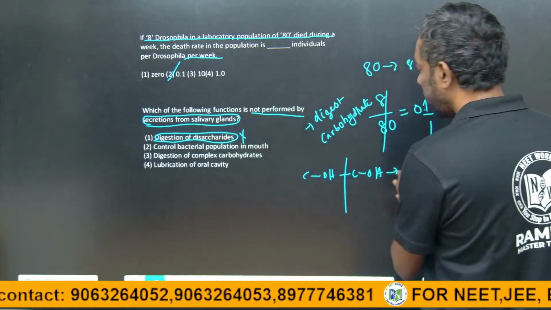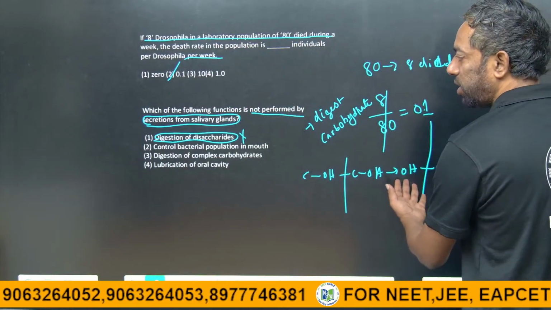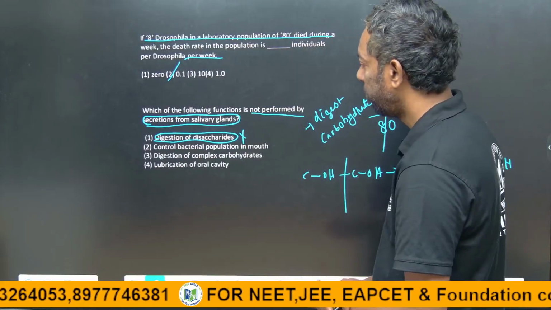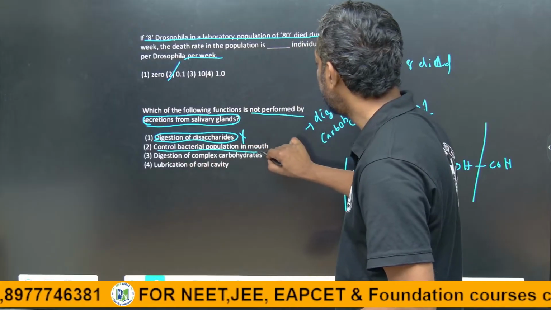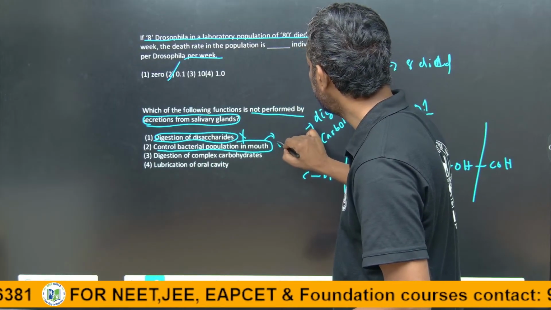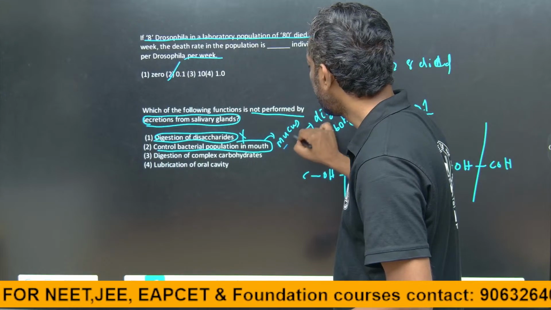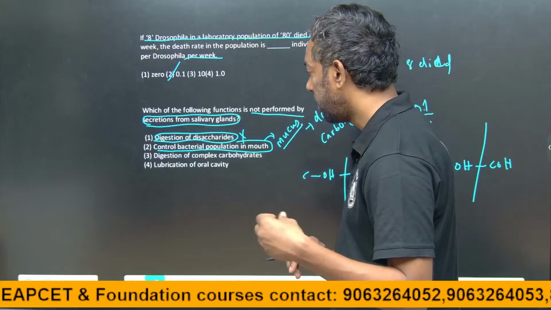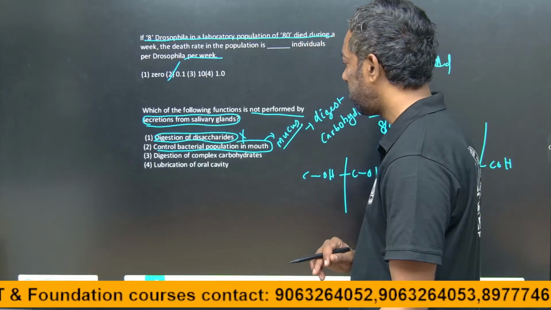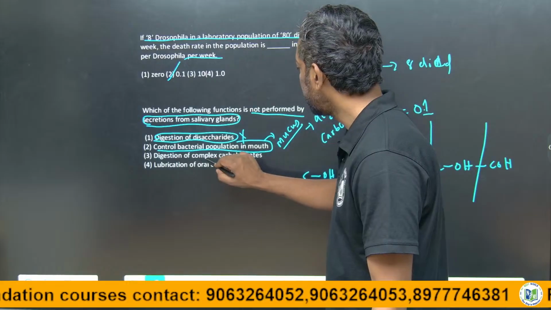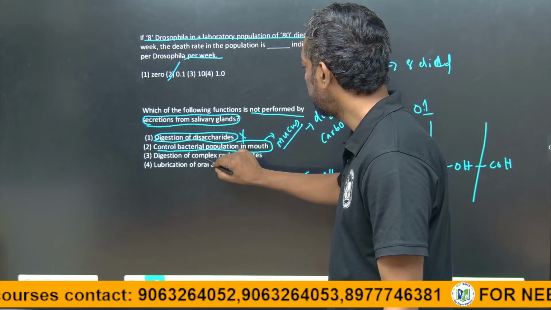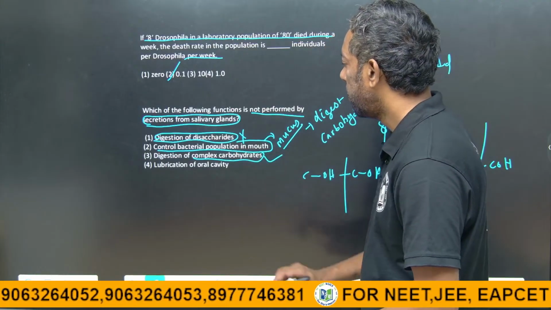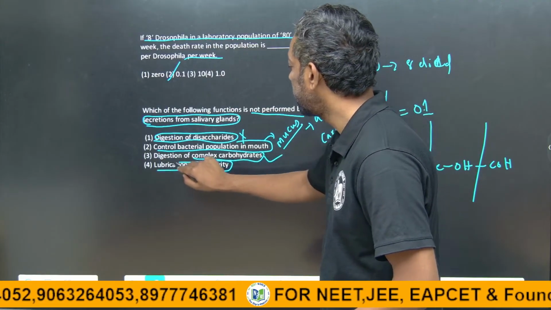If it is broken down into disaccharides, they reach the stomach. Digestion of the disaccharides happens there. Control of the bacterial population, no. They can produce mucus, a lubricant. Of course, they can reduce the bacteria, they can kill the bacteria, but not control the population. Digestion of complex carbohydrates, yeah, of course. Lubrication of the oral cavity is the absolute right answer.